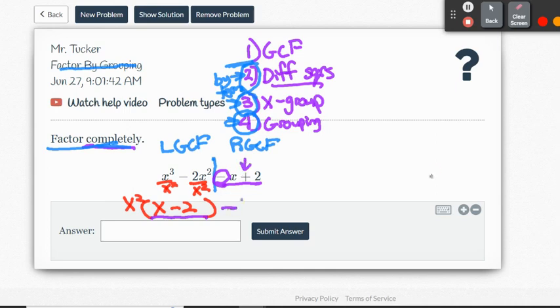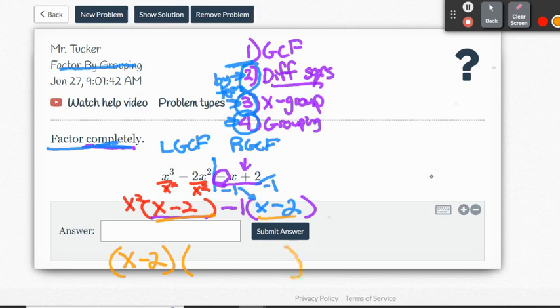So you actually put a -1 in front of parentheses because you're going to divide each term by -1. So negative x divided by -1 should give me a positive x. And then 2 divided by -1 should give me a -2, which I have to have for the grouping to work. I have to have these binomials be the same. So now I can factor out my common binomial, which is x minus 2.